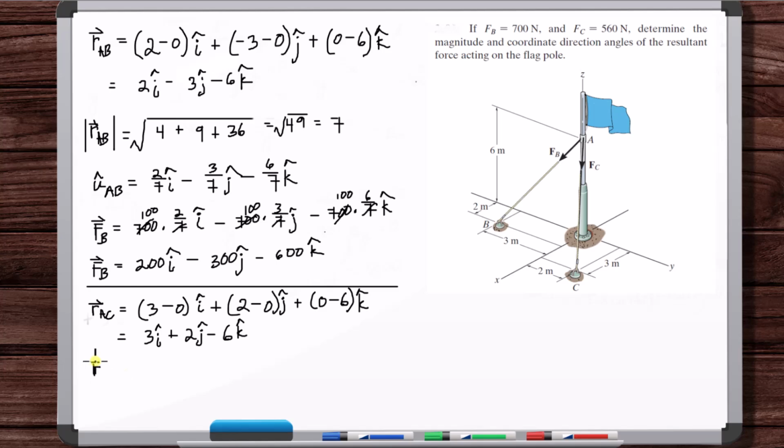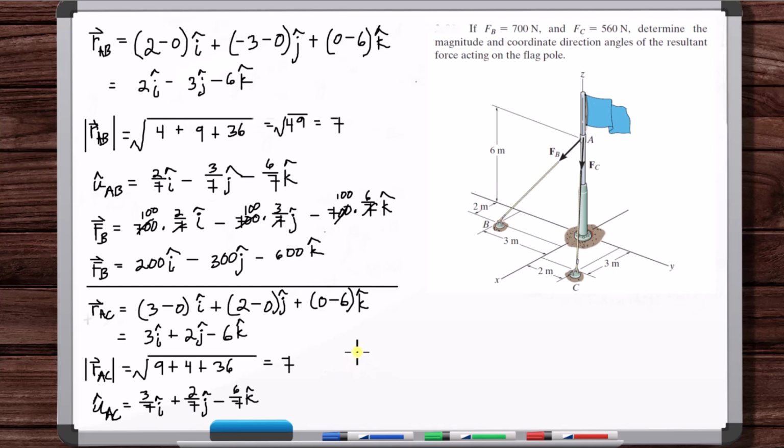Now, the magnitude of RAC is equal to 9 plus 4 plus 36, so this is 7 again. So the unit vector in the AC direction is 3/7 i hat plus 2/7 j hat minus 6/7 k hat.